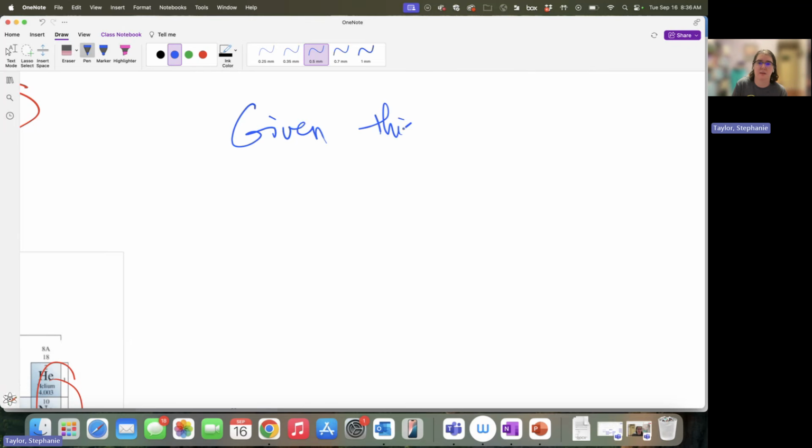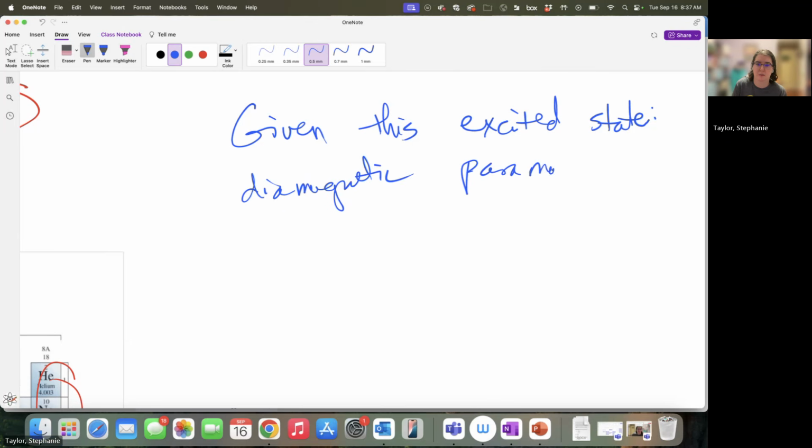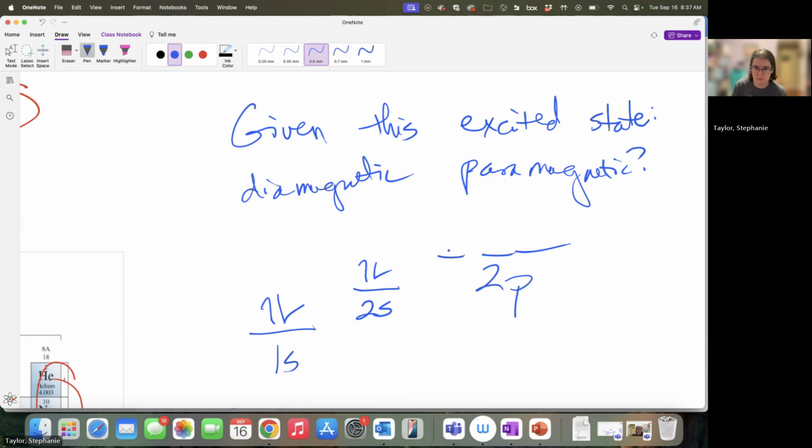Let me give you one weird example where we would have to draw it for you. Given this excited state, and the question is still diamagnetic or paramagnetic? Diamagnetic, paramagnetic. Or just to make it small. This is the hard one.